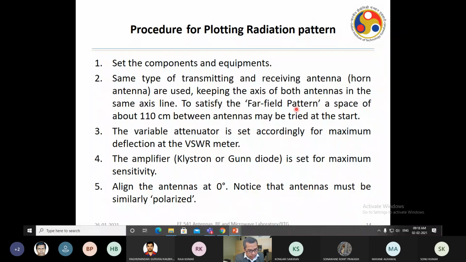To satisfy the far field radiation pattern condition, you keep a distance of 110 centimeter between the antennas. So I think all the millimeter in the diagram should be replaced with centimeter. You can usually calculate it. This will be shown by the tutors at the beginning of the experiment, how to calculate the distance so that the antennas are working in the far field region of the antenna.